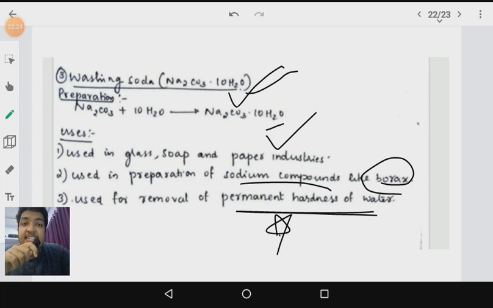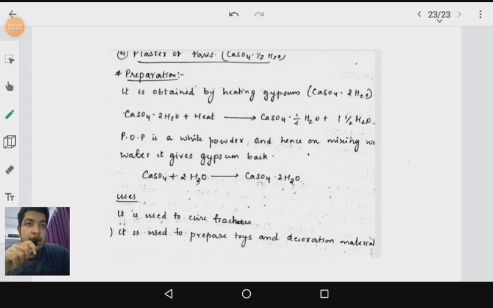This is a question in this year's sample paper, so this is important. Washing soda is used for removal of permanent hardness of water. Next is the plaster of Paris. So what is plaster of Paris?